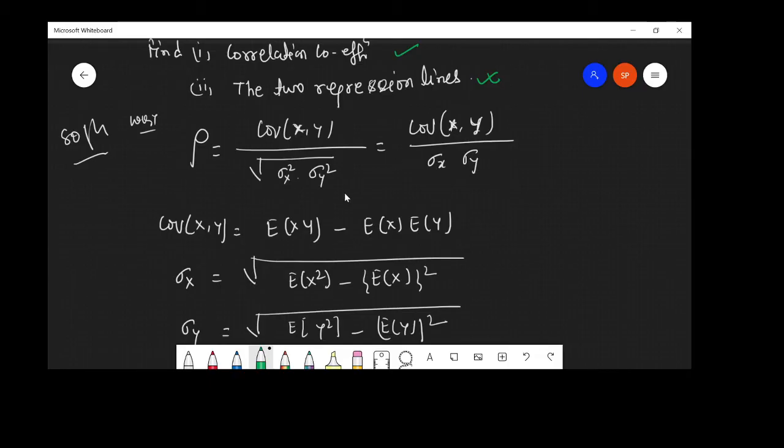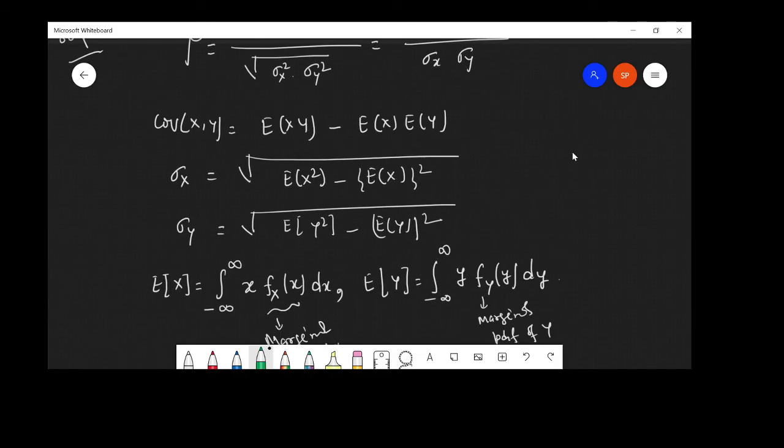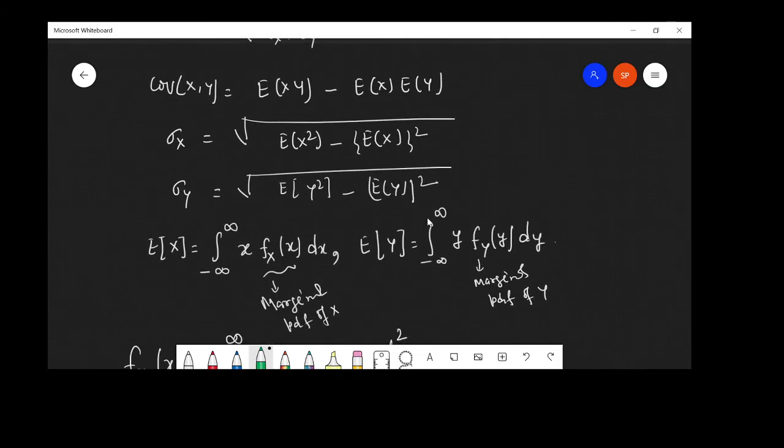Now we take the covariance term in the expectation form: expectation of xy minus expectation of x into expectation of y. Sigma x is the square root of expectation of x square minus the whole square of expectation of x, and sigma y is the square root of expectation of y square minus the whole square of expectation of y.